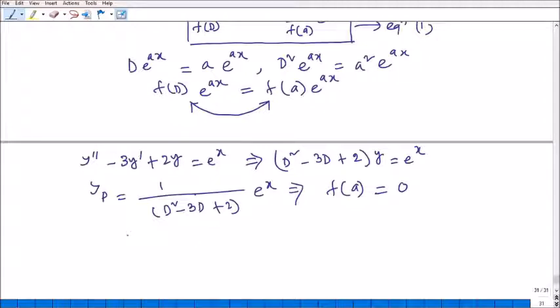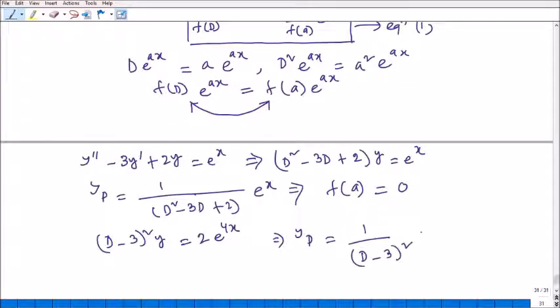Now let us see another example. Suppose the differential equation is (D minus 3) whole square operating on y equal to 2 into e to the power 4x. So here the particular solution can be written as 1 by (D minus 3) whole square operating on 2 into e to the power 4x.